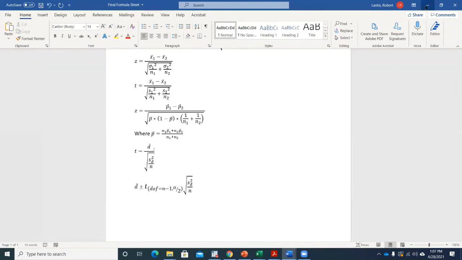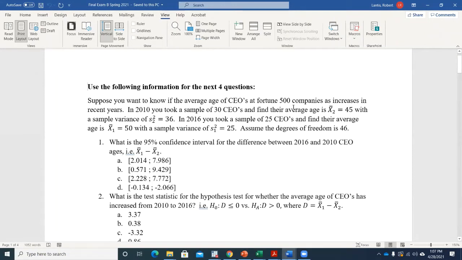Okay. So for this very first problem, we're looking at CEOs. In 2010, we had a sample of 30 CEOs. We found their average age is 45, variance of 36. In 2016, we took a sample of 25 different CEOs. We find their average age is 50, and they had a variance of 25. So here we've got sample variances, usually we'd have to find our degrees of freedom, right? But this is the one where I said I won't make you use that big complicated formula to get the degrees of freedom. I'll give you an assumed true degrees of freedom. So assume here the degrees of freedom is 40, okay?